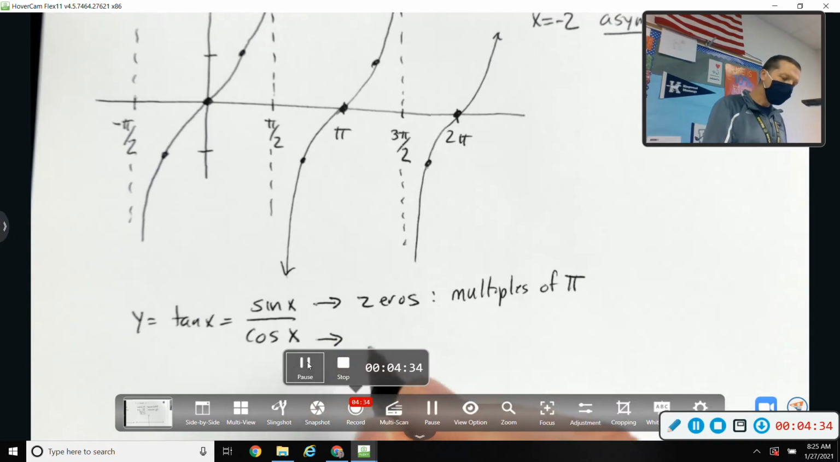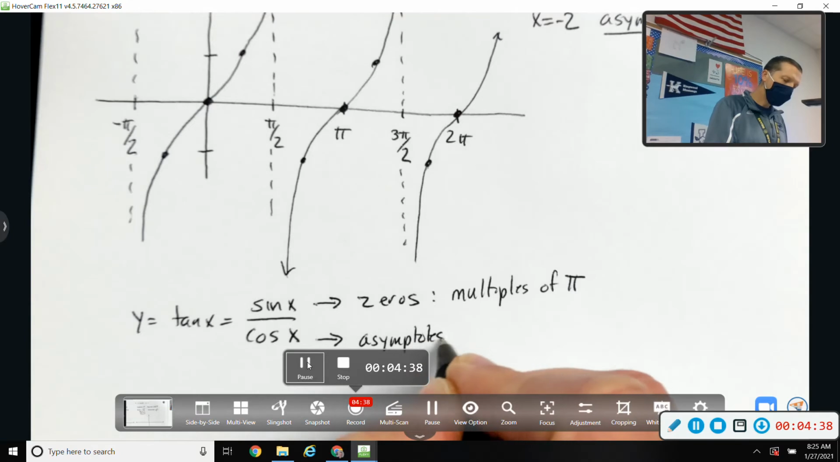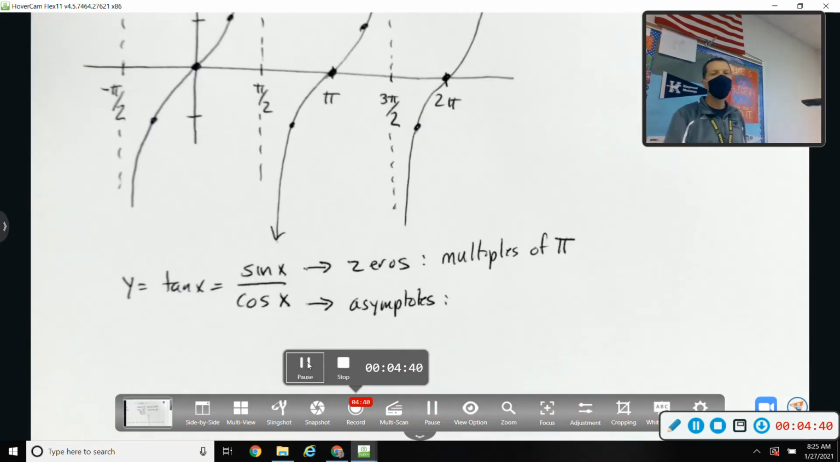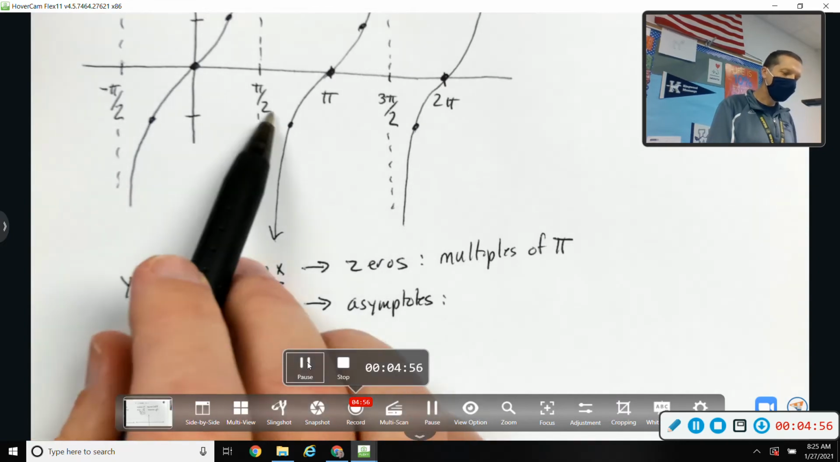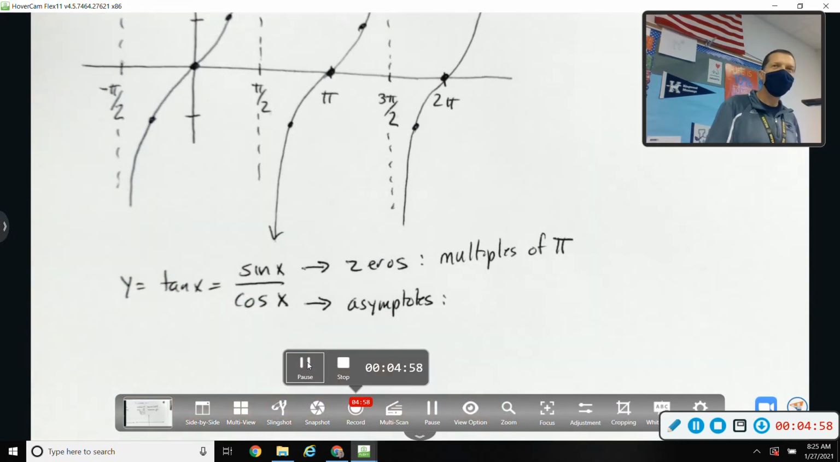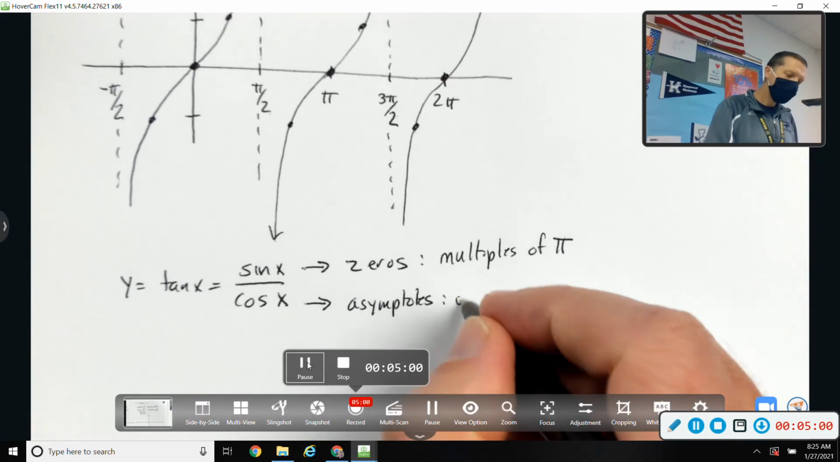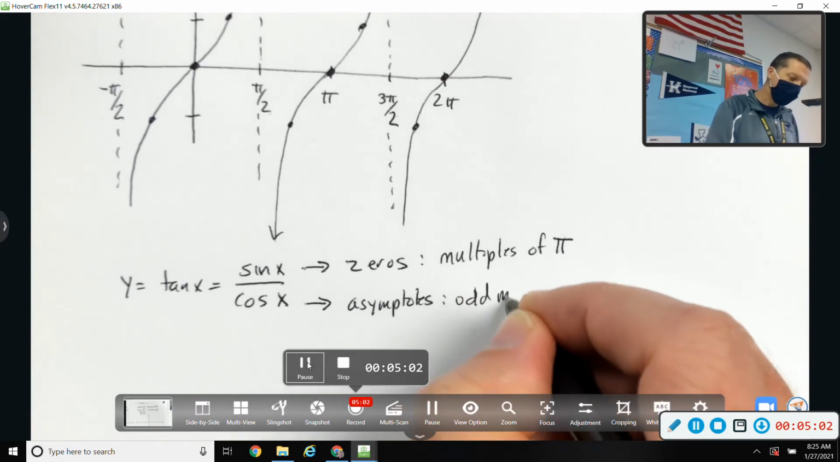When cosine is 0, that leads to asymptotes. And you can either think, well, what are the zeros of cosine? Or I can look at the picture and see that there are asymptotes at the, how would we phrase that? Remember how we phrased this? At the odd multiples of pi over 2.